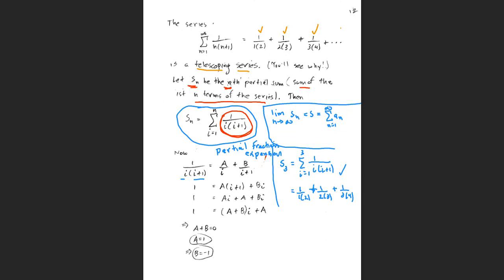So what we're going to do here is multiply by the least common denominator, i times i plus 1.